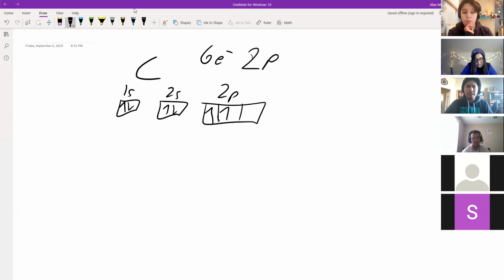To write out the electron configuration, we have 1s and then the number of electrons, which is 2. 2s, the number of electrons, which is 2, as its exponent. And in 2p, we have 2 electrons there, so it'd be 2p2. So the electron configuration for carbon would be 1s2, 2s2, 2p2. But there's a shorthand way of doing this. What would that be called?